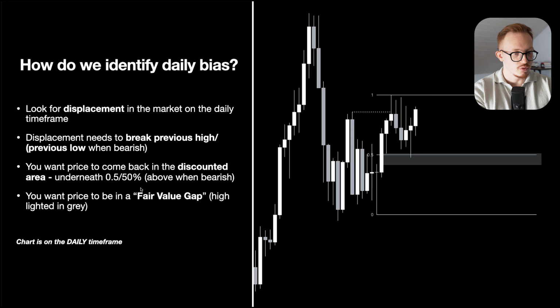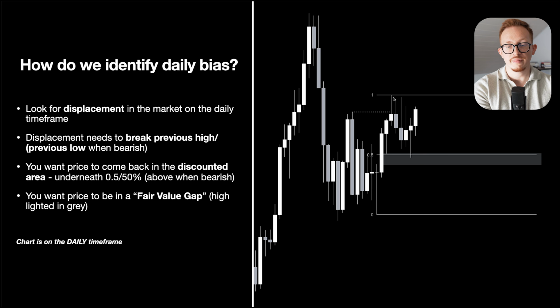Now we want price to be in a fair value gap, and this is highlighted in gray. So this is a fair value gap. If you don't know what a fair value gap is, a fair value gap is basically an imbalanced point in price, what we believe that price wants to rebalance over time. So as you can see right here, we have a huge wick on the left, we have a huge wick on the right, and nothing in between right here. So this is our imbalance zone right here, highlighted in gray, and we believe that it is going to rebalance this. And this happened right here. This chart is on the daily time frame.